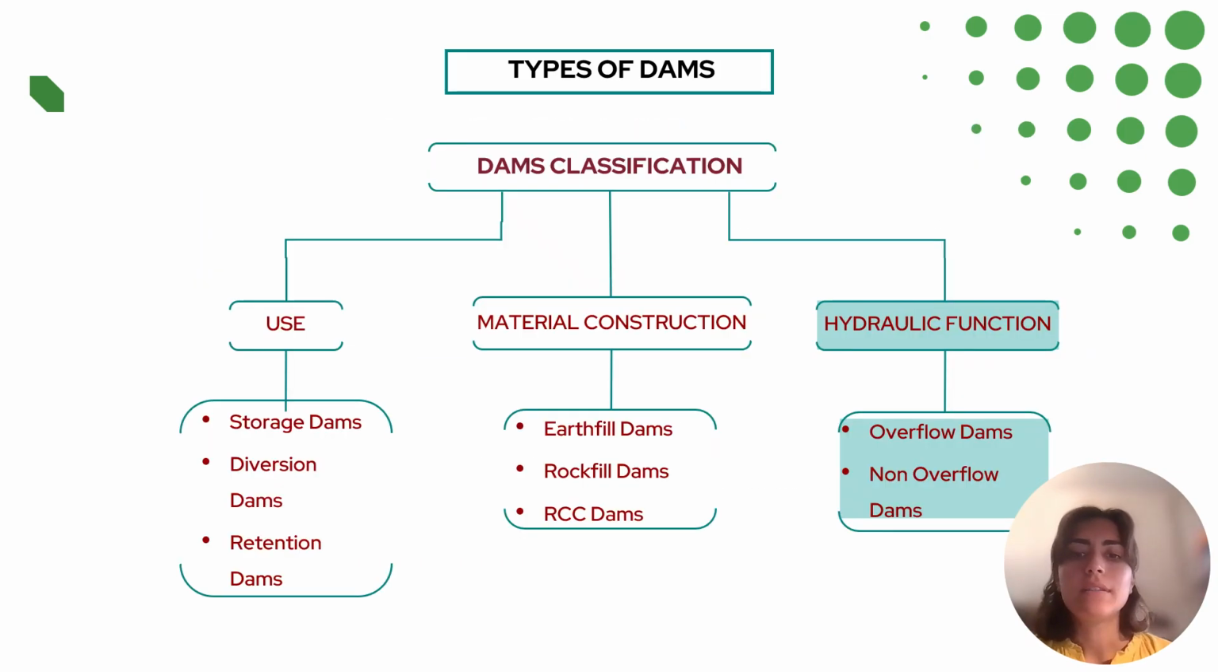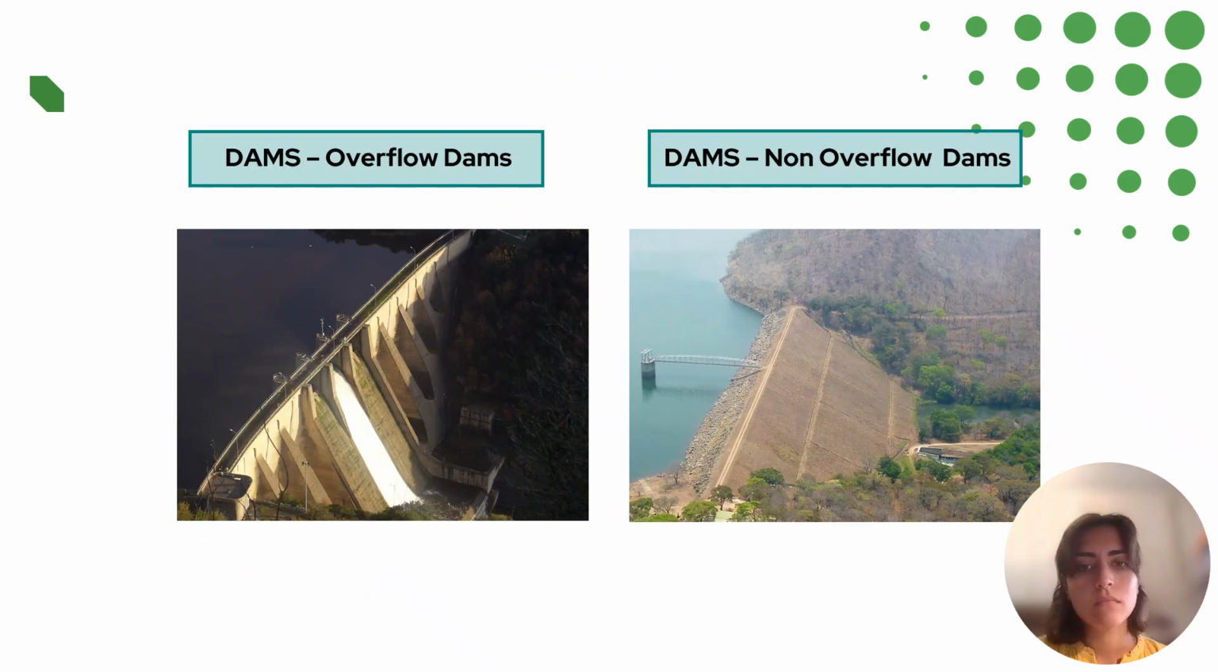Let's move on to the last classification, according to the hydraulic functions of the dam. An overflow dam, like the one shown on the left, is designed so that water can safely flow over its crest when the reservoir level rises above the maximum storage capacity. This makes it an essential structure for flood management because it prevents overtopping and uncontrolled failures.